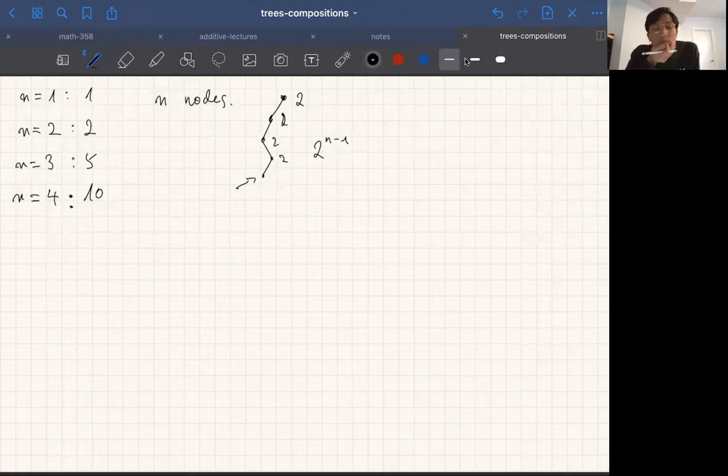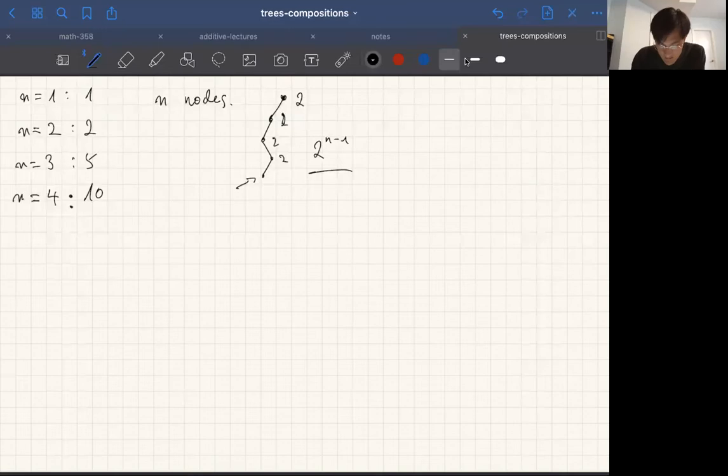Is that right? That makes sense. We can think about it in terms of edges. A tree with n nodes has n minus 1 edges. Each edge can either fall to the left or fall to the right. So there's 2 to the n minus 1 trees on n nodes that are noodles that have one child at the beginning.